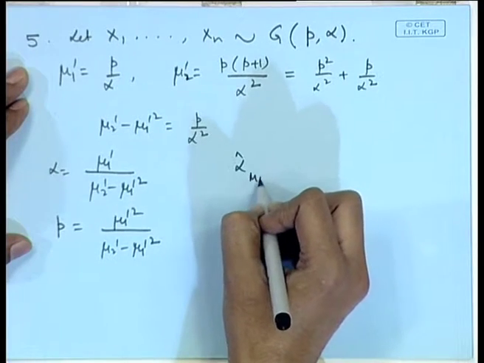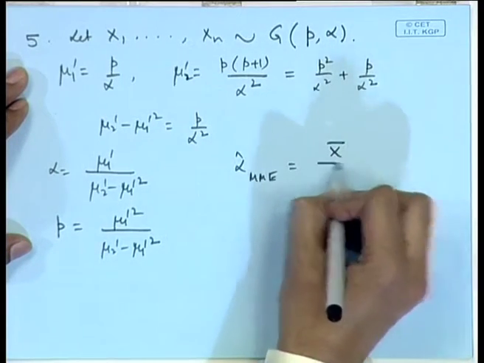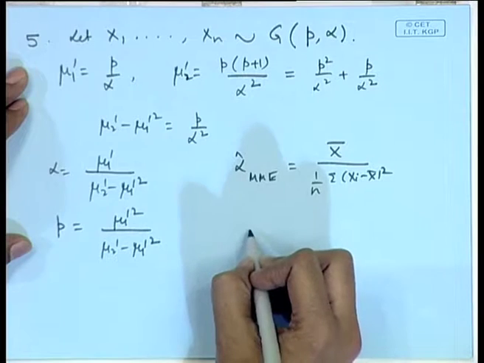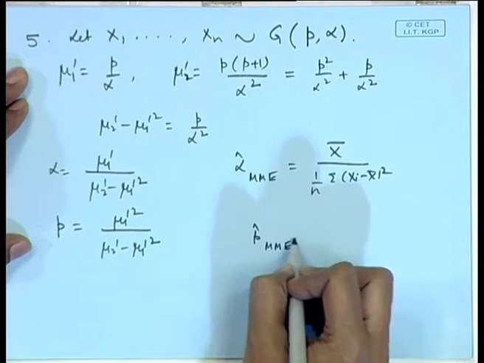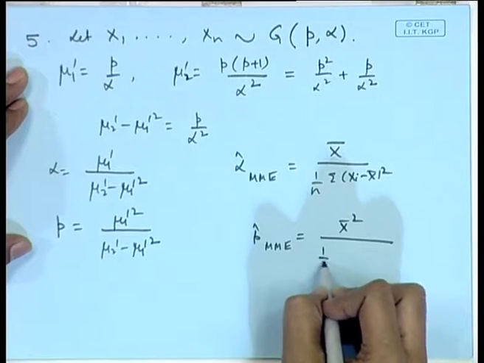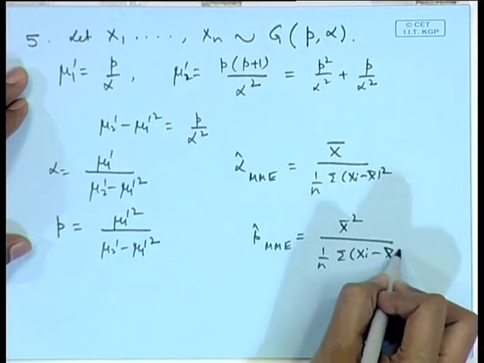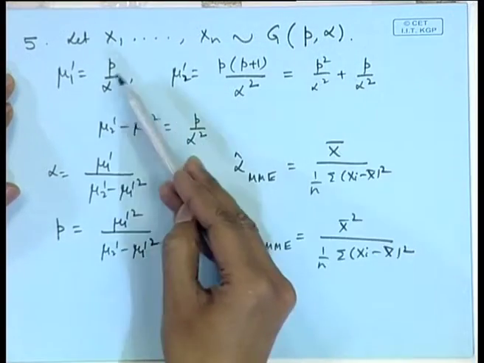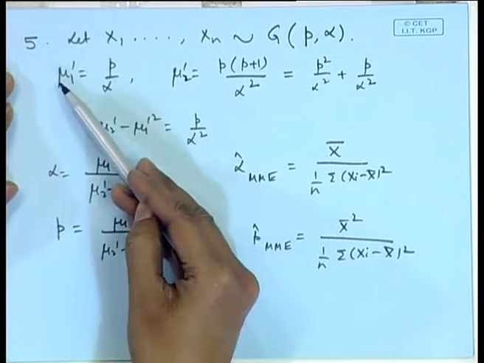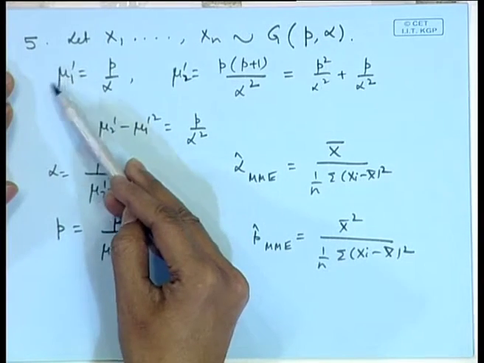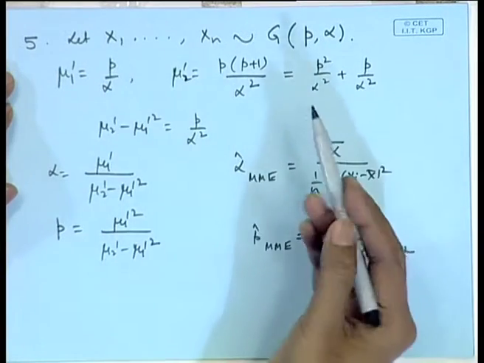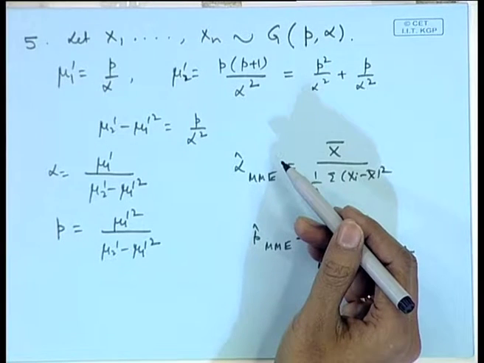So, alpha hat MME is equal to x bar divided by (1 by n sigma xi minus x bar) whole square, and p hat MME is equal to x bar square divided by (1 by n sigma xi minus x bar) square. Notice here that if I had taken p to be known here, then the problem will be extremely simple, because in that case I can simply substitute in the first equation itself x bar, and the estimate of alpha will become p by x bar. However, if the two-parameter situation is there, the solutions are not straightforward to obtain.